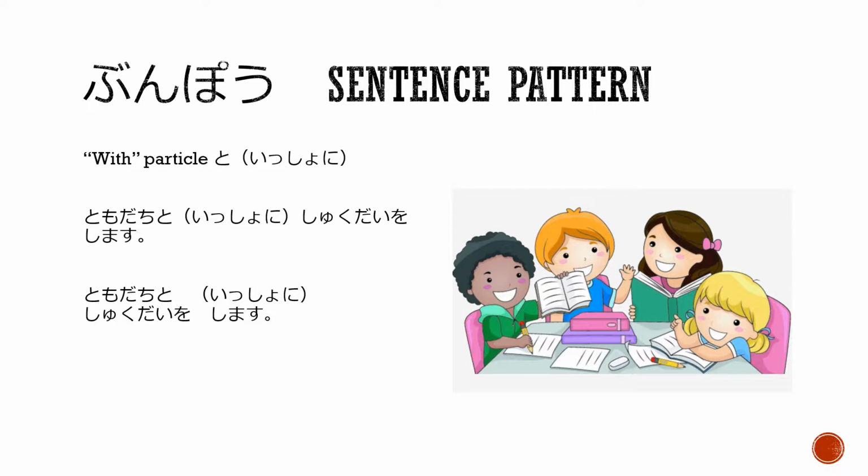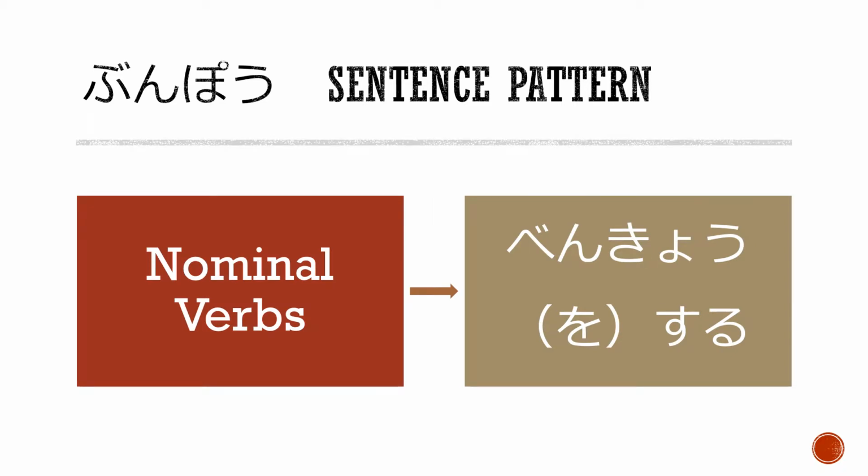Then you have issho ni in parentheses here. That means that issho ni, which means together, is optional. You can say I do homework together with my friends, or I do homework with my friends. Either way is fine. The next sentence pattern I'm going to talk about is nominal verbs.